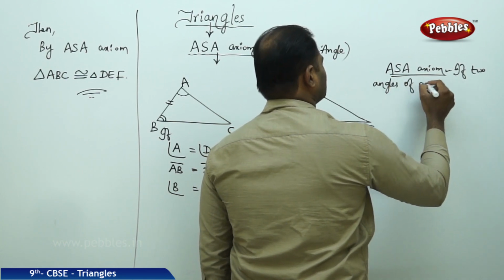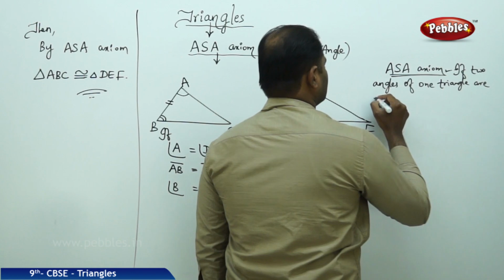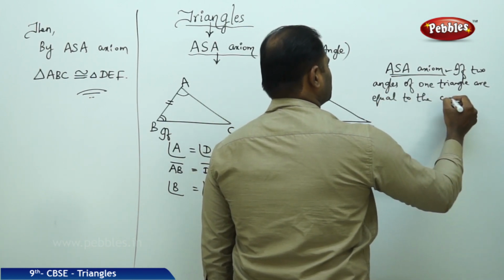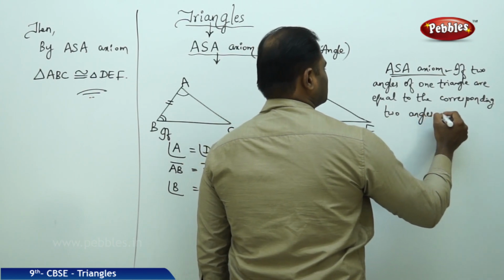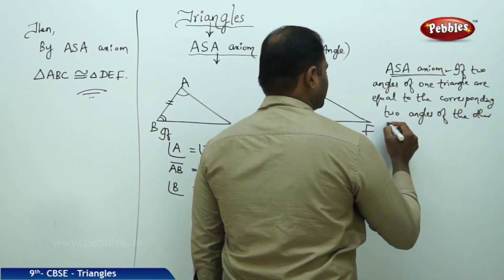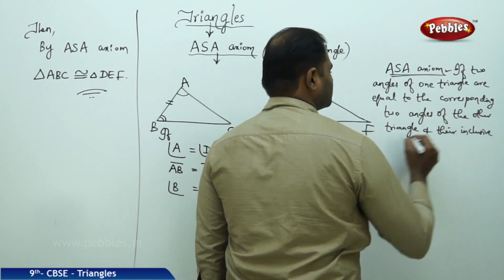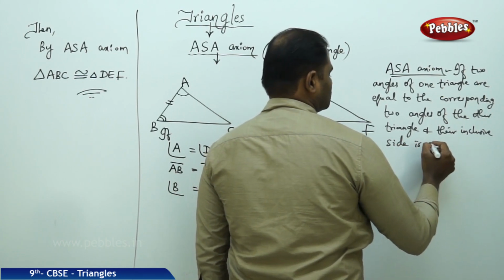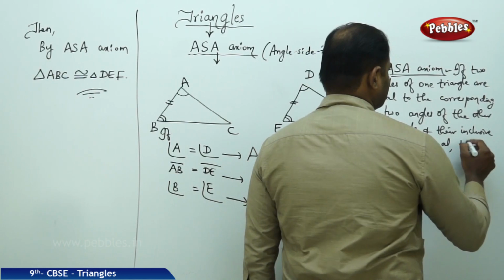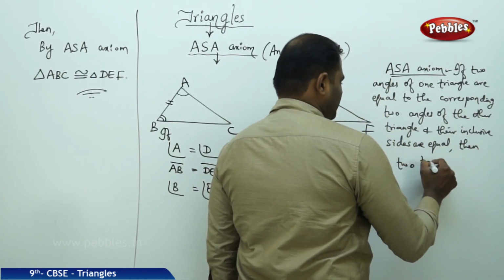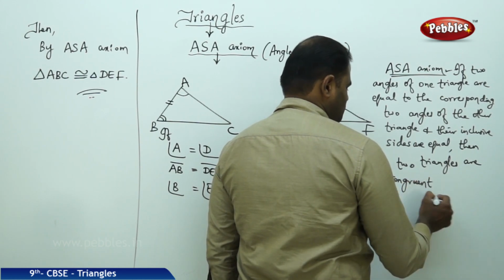If two angles of one triangle are equal to the corresponding two angles of the other triangle, and their inclusive sides are equal, then the two triangles are congruent.